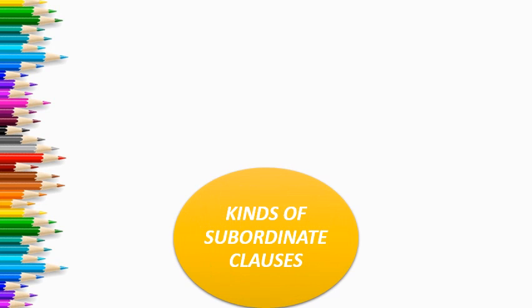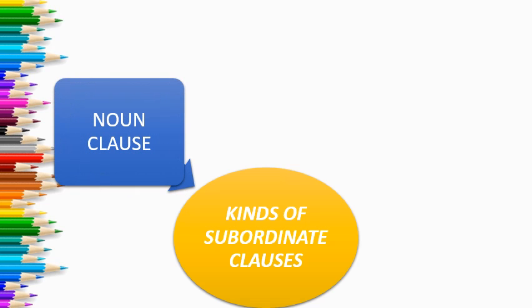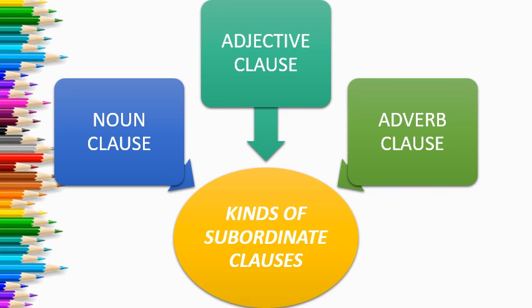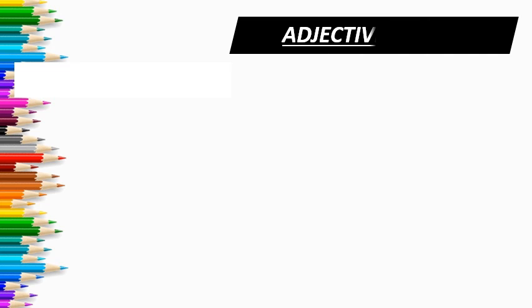Now let us see how many kinds of subordinate clauses are there. Number 1, noun clause. Number 2, adjective clause. Number 3, adverb clause. So there are 3 kinds of subordinate clauses, that is noun clause, adjective clause and adverb clause. Dear students, I have already explained to you about noun clause in detail along with examples in our previous video. So in today's video, we shall learn what is the meaning of adjective clause and adverb clause in detail.